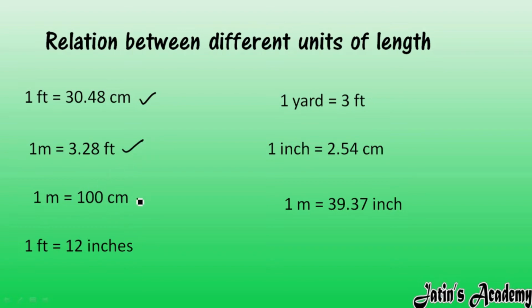1 meter is equal to 100 centimeter. 1 feet is equal to 12 inch. This one is important from the exam point of view. This is also important: 1 yard is equal to 3 feet. 1 inch is equal to 2.54 centimeter and 1 meter is equal to 39.37 inch. You have to remember all these relations. If you remember these relations, then only you can solve the numericals.